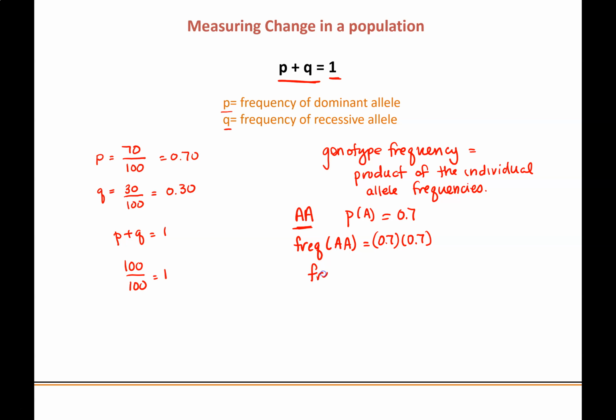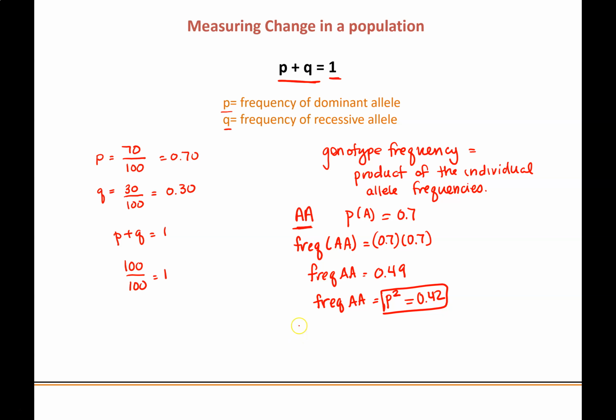So the frequency of homozygous dominant individuals is going to be 0.49. Now this is the same as saying the frequency of the homozygous dominant is equal to P squared, or 0.49. So the frequency of the homozygous dominant is 0.49.